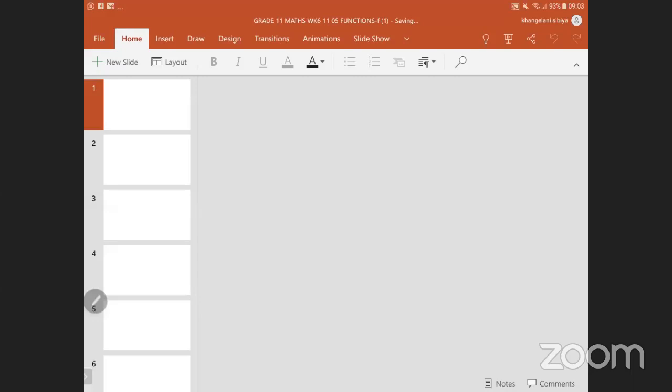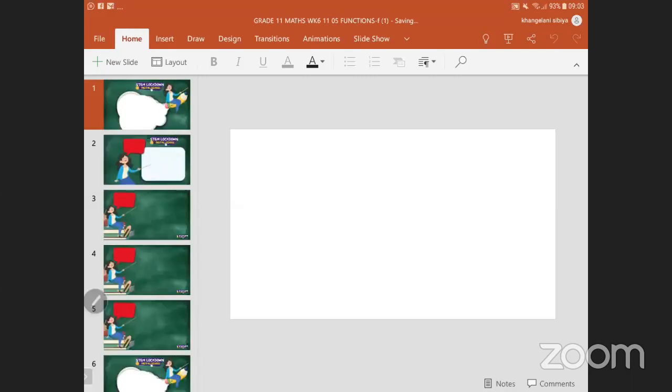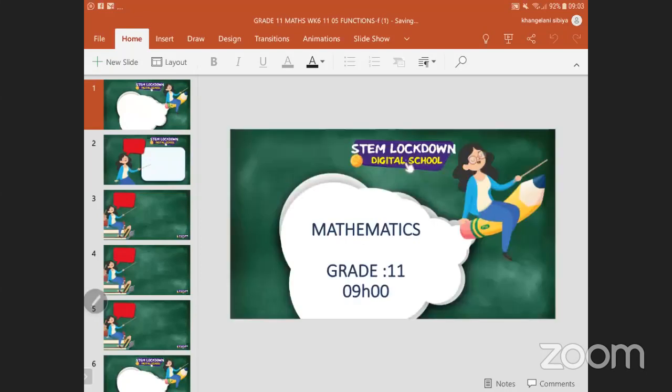Right. So our session today, as I have said, folks, will be based on functions, but there are a few rules that I want us to look at.